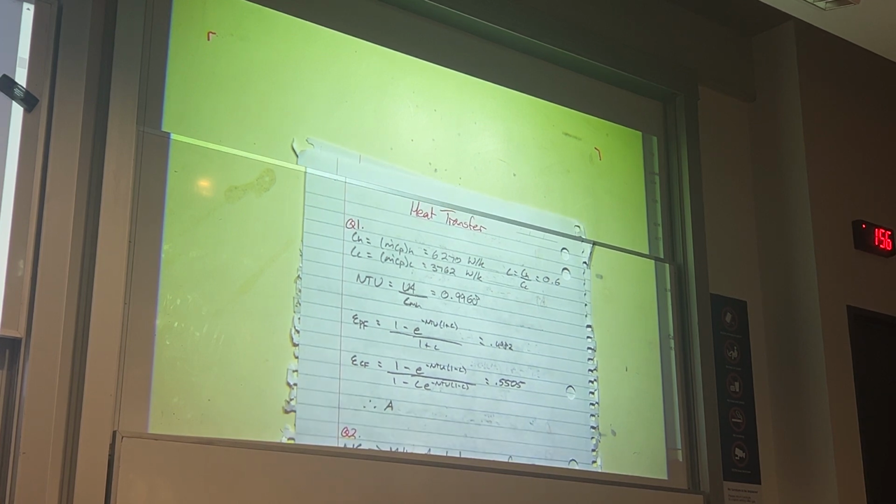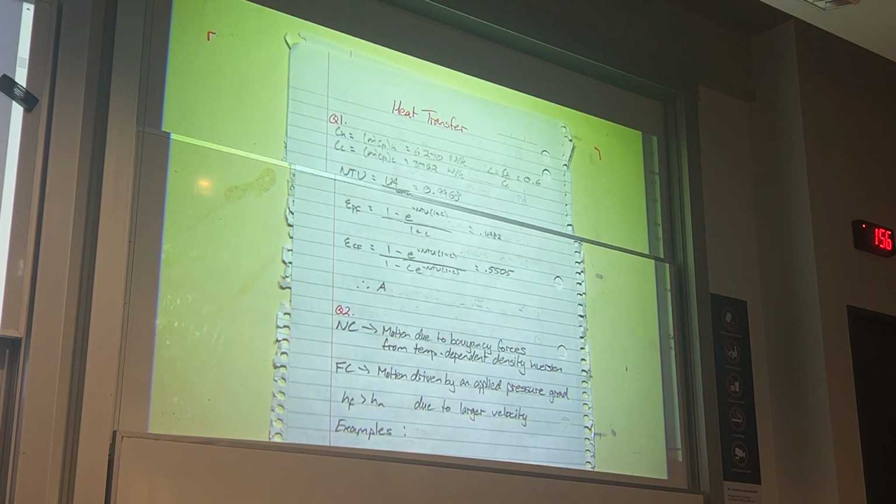Again, that's a pretty straightforward question. And then, specifically, why our heat transfer for forced is higher compared to natural is that typically we have a larger velocity.